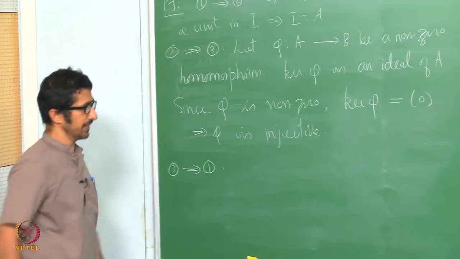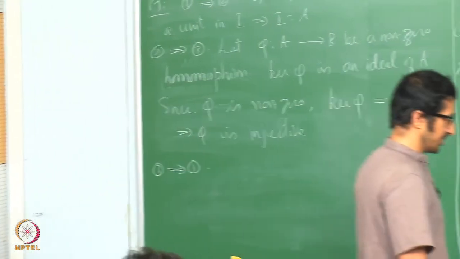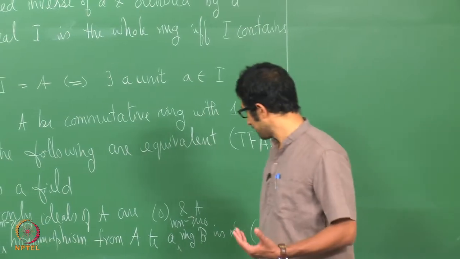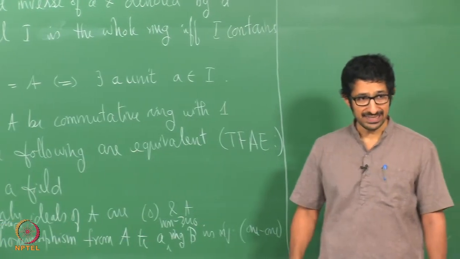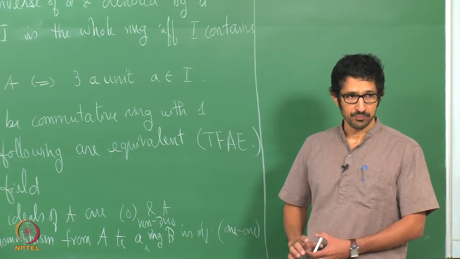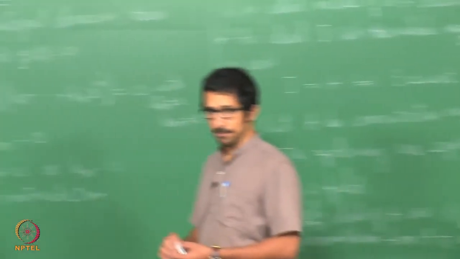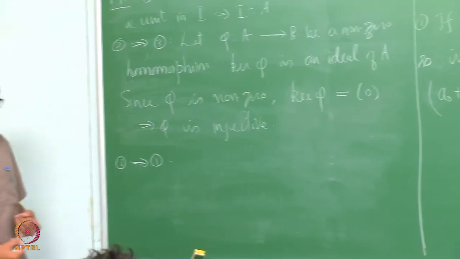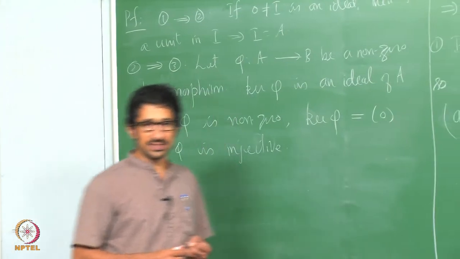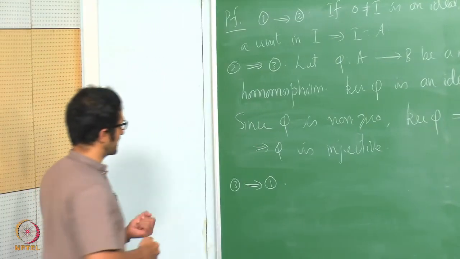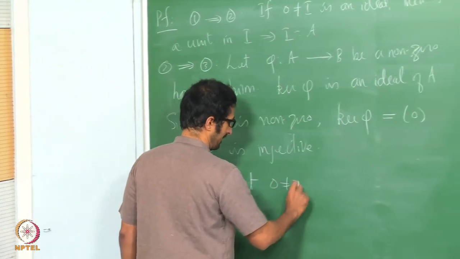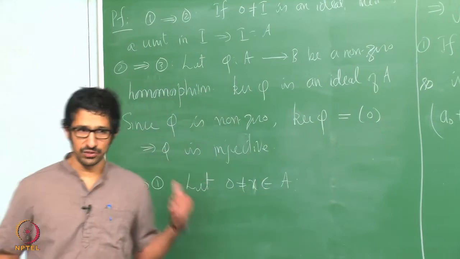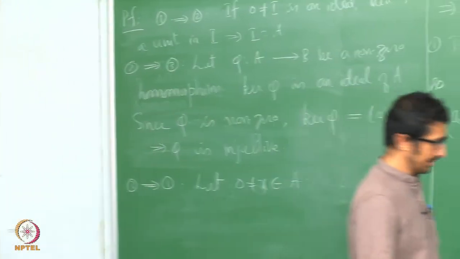And how do you prove 3 implies 1? You are given that any non-zero homomorphism from A to any non-zero ring B has to be injective. You need to prove that A is a field. A is given to be a commutative ring with identity. What you need to prove is that every non-zero element has an inverse. So, let x be a non-zero element in A. I want to show that x is a unit.